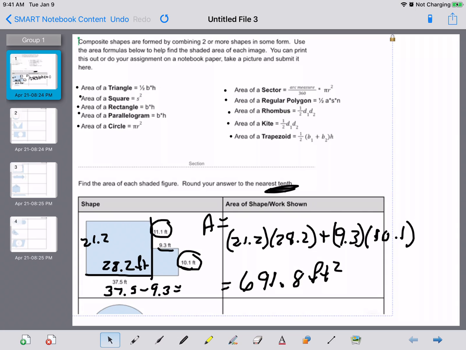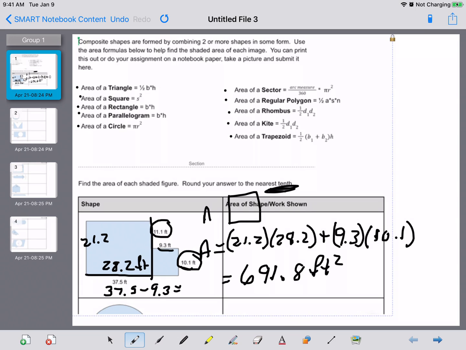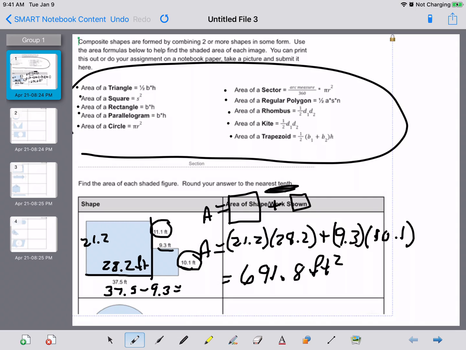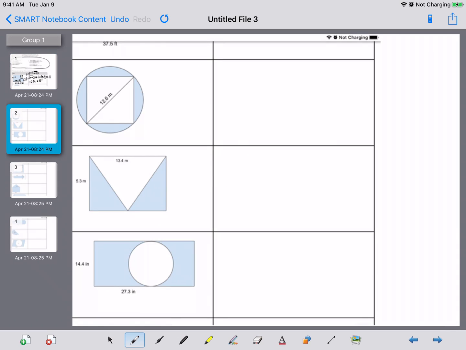I'm just going to move these down a little bit because I want to make sure y'all see what I used. The area I found was a big rectangle plus a little rectangle. And that's all I did. I added those two areas together. I'm trying to get it down to the basic shapes that we have here. Don't want to do anything fancy. The fancier it is, the more in trouble I'm going to get. Okay, let's look at this next page.